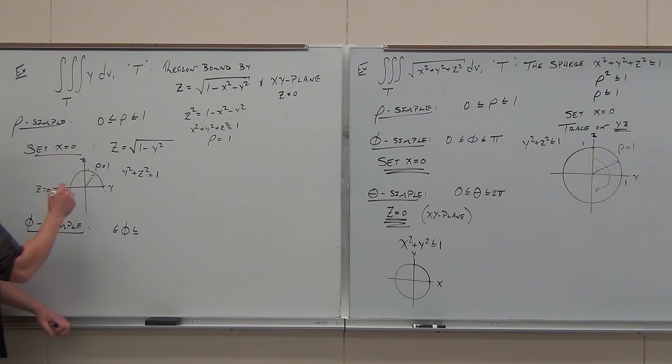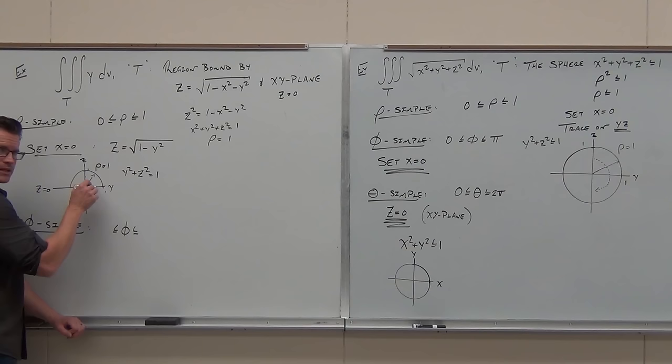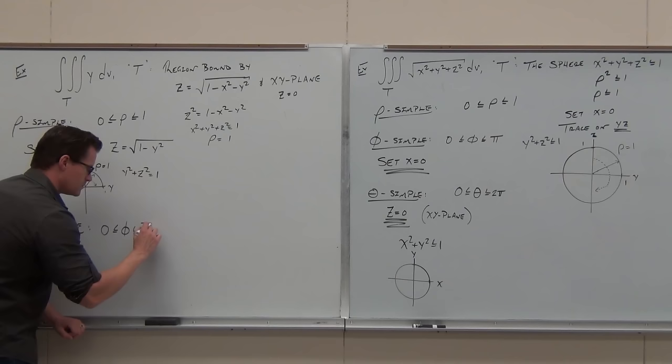Where does it start? Here. Not here, that's opposite. It starts here, from this positive z. Where does it stop? At z equals 0. Well, what's the angle? From here, we're starting at 0 to pi over 2. They can get weird for some people.